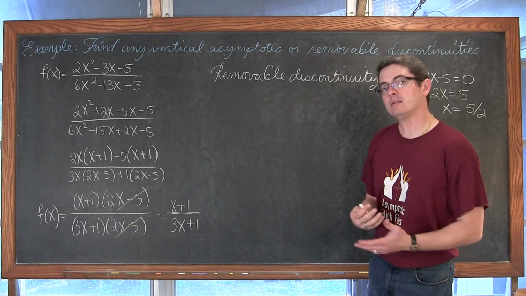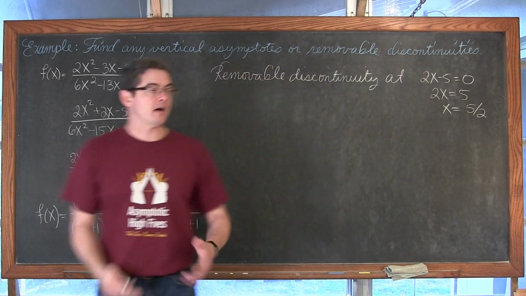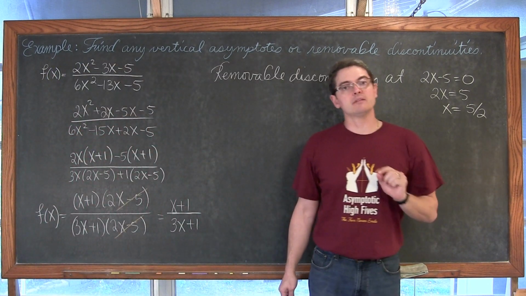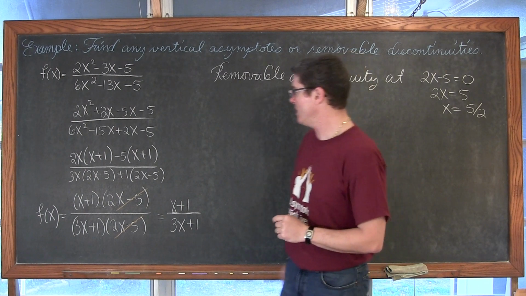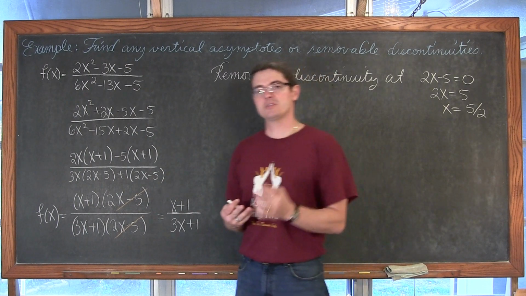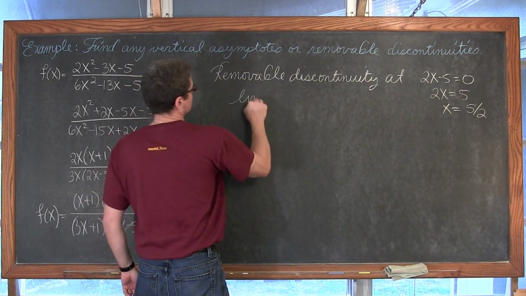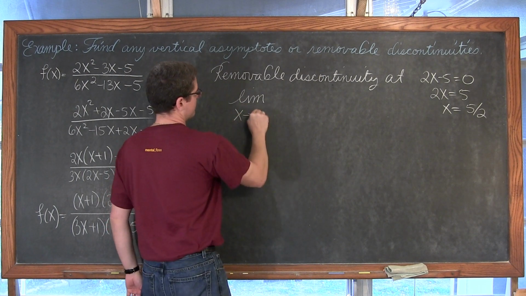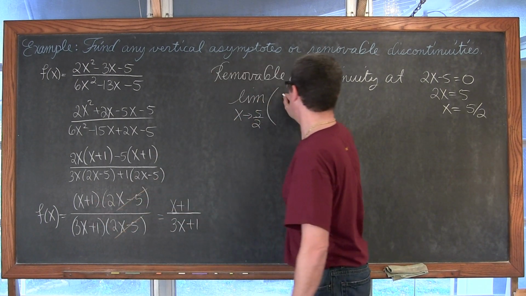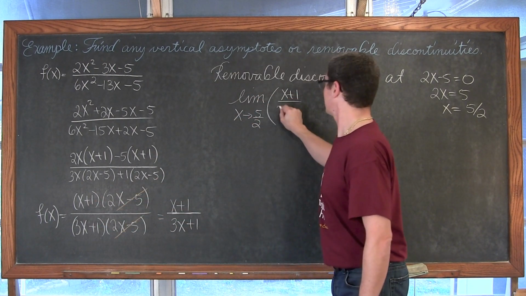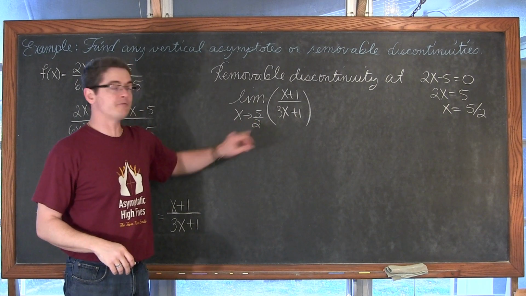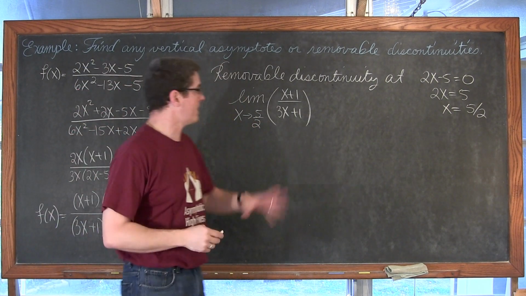If you're interested, we can find the limit of the function at that value. The function is undefined at x equals 5 over 2, but we can find the limit of the function as it approaches 5 over 2 by using this function, which agrees with this function at all values except for c. So we can say that the limit as x approaches 5 over 2 of, and I'm going to use this function here, x plus 1 over 3x plus 1. Well, what is that going to be equal to? This function is not undefined at 5 over 2. Again, like I said, this one is, so I can just plug it in.